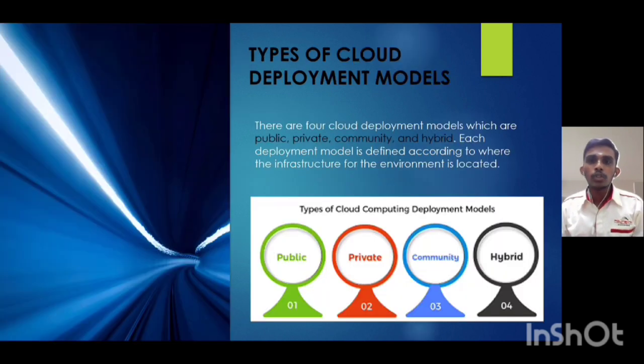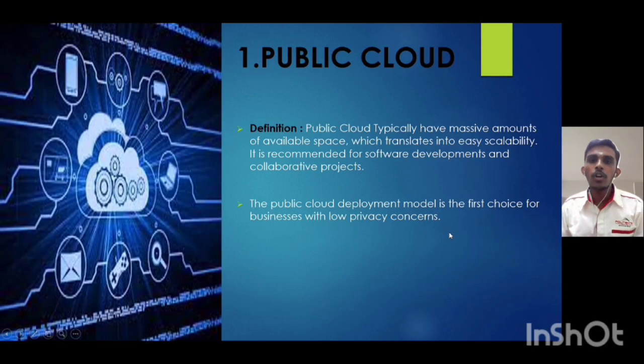So there are many types of cloud deployment models. There are 4 types, which are public, private, community, and hybrid cloud deployment models. Each deployment model is defined according to where the infrastructure for the environment is located. As we can see in the picture below, these are the 4 types of cloud computing deployment models that we have. First of all is public cloud.